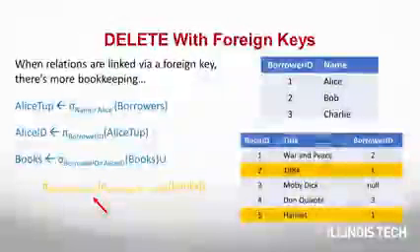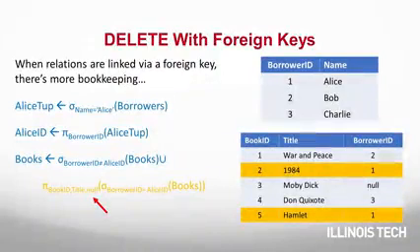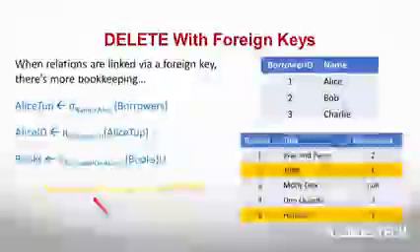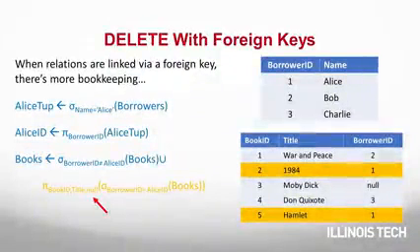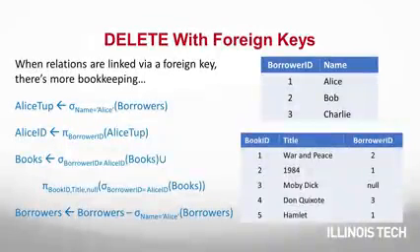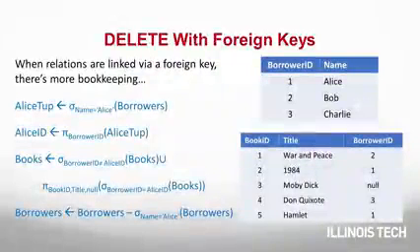So we set the borrower's ID to be null because these books are no longer borrowed by anyone once Alice has left the library. So the books table has now been changed appropriately so that the foreign key of Alice's ID no longer appears anywhere. Now it's safe to remove Alice from the borrower's table because she's not referred to anywhere else in our set of relations. So now we can update borrowers to borrowers minus select name equals Alice from borrowers, and all is well.